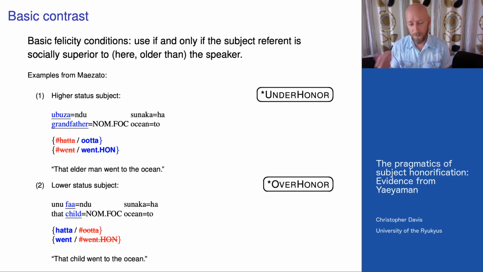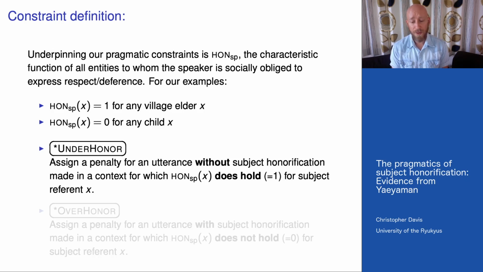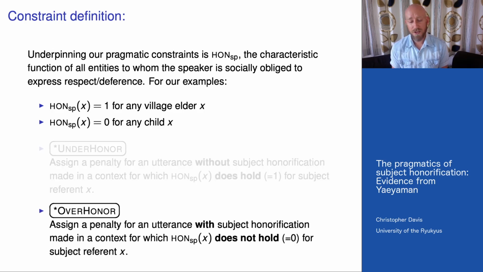Now, I'm going to argue in a moment that this condition is the result of two independent pragmatic constraints. One, a constraint militating against under-honorification of one's seniors, and another constraint against over-honoring those who are not one's seniors. These constraints are defined on the basis of a function relativized to the speaker that characterizes the set of entities to whom the speaker is socially obliged to show respect or deference. So for our examples, village elders will be members of this set, while children will not. The constraint star under honor then will penalize any utterance with a subject NP referent from this set which does not have subject honorification, and star over honor will penalize any utterance whose subject NP referent is not in this set, but which nevertheless contains subject honorification.